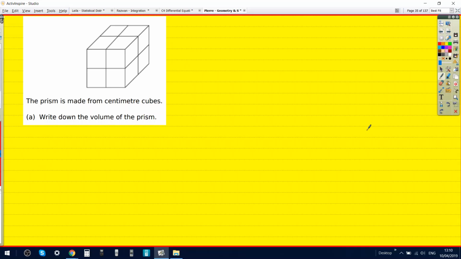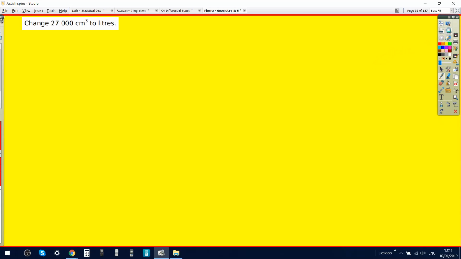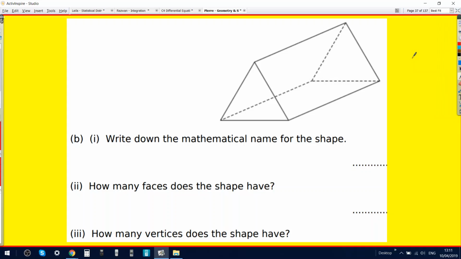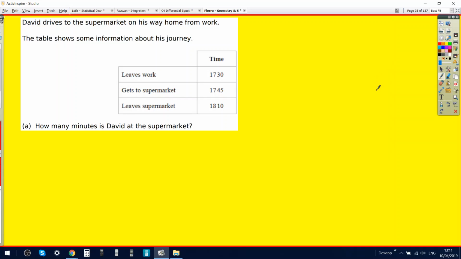Okay, so 2 times 2. 2 times 2, 4. Would it be 8? Yep. So volume is thousands. We don't need to do that. Faces, vertices. Okay, how about this?